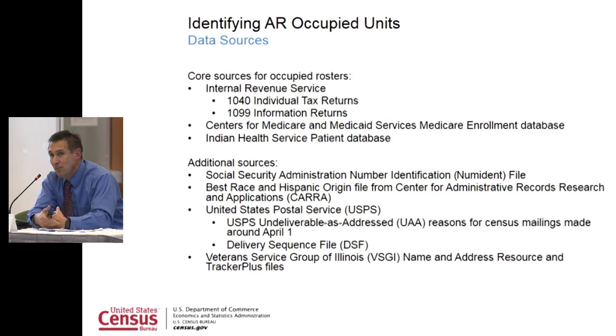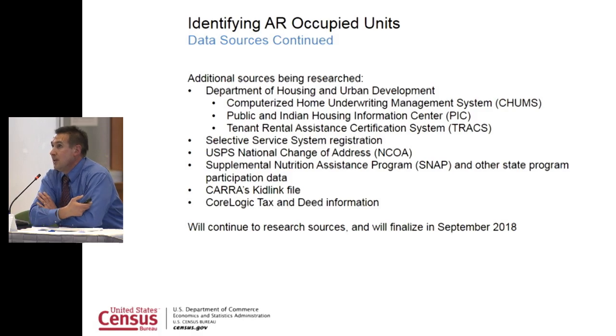We're not rostering people from this, but we are using that as an indication of, are we finding those people at that same address? Can it provide some corroboration? We are continuing to research additional sources, so we are looking at SNAP data. We are pursuing that, trying to see what the implications are. Also, we mentioned with the CARA, we are looking at a KidLink file, which we did document in the paper, taking advantage of Social Security applications and data that we get delivered to the Census Bureau.